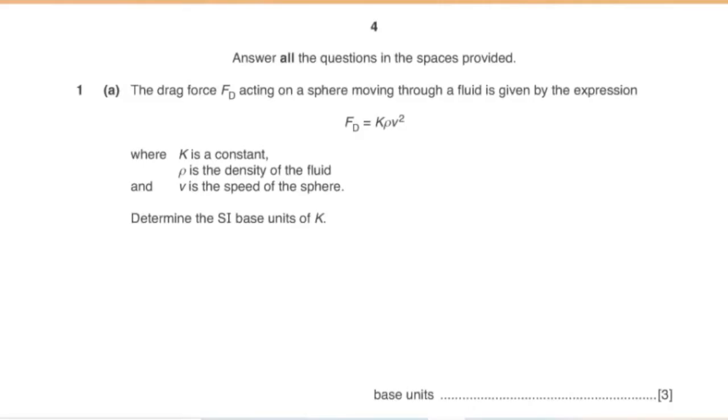The drag force acting on a sphere moving through a liquid is given by the expression where K is a constant, ρ is the density of the liquid, and v is the speed of the sphere. Determine the SI base units of K.